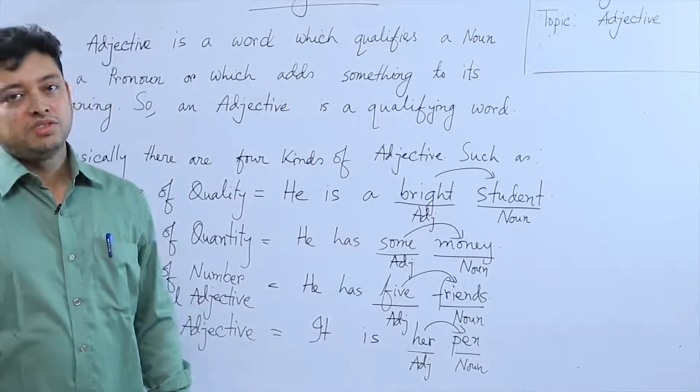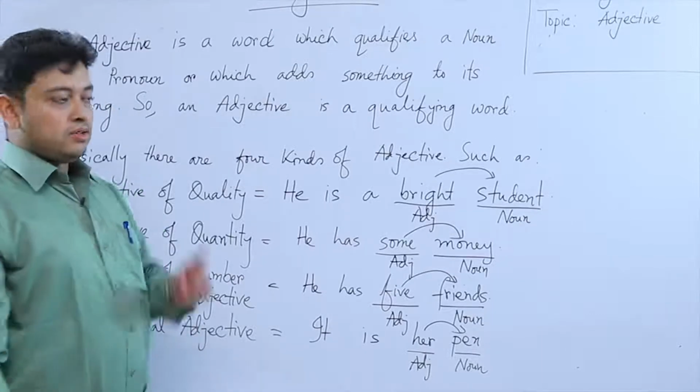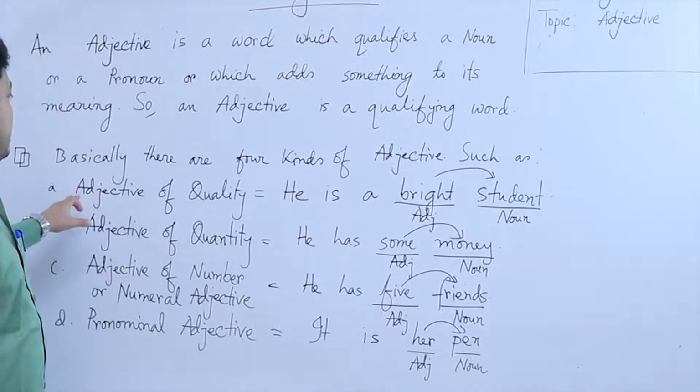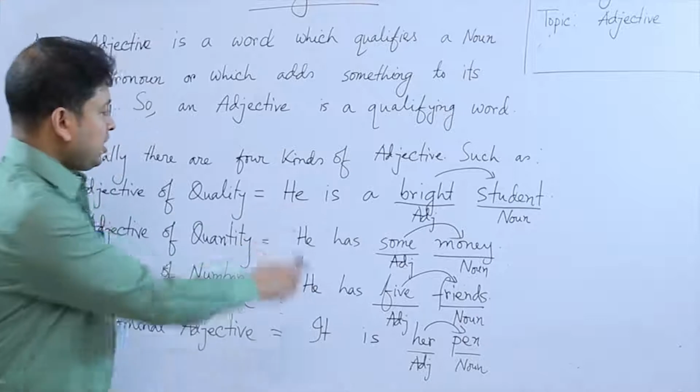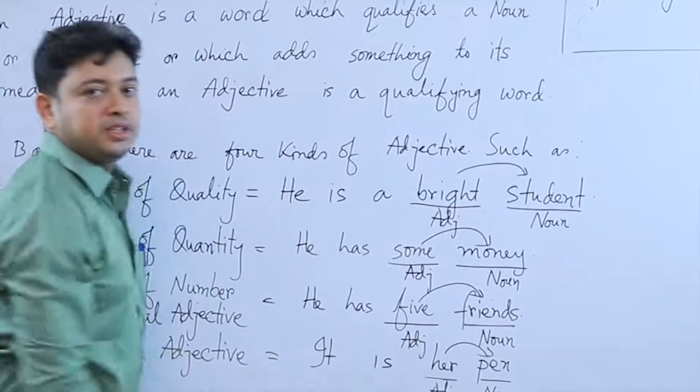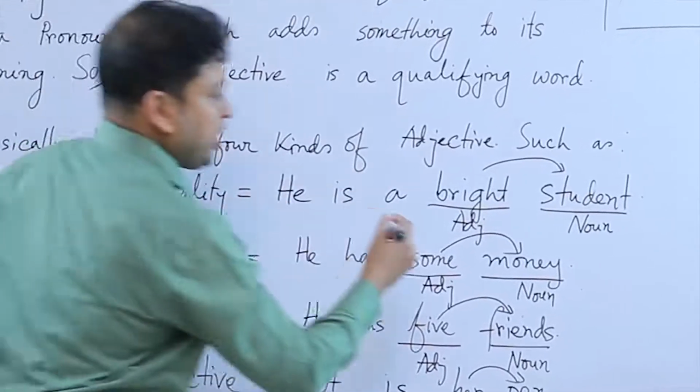Let's talk about the classification of adjective. Now, number 1 is adjective of quality. Let's give the example here. He is a bright student. Here, bright is the keyword.